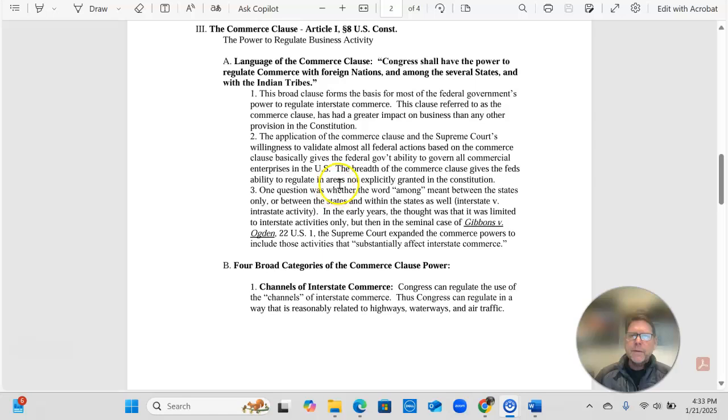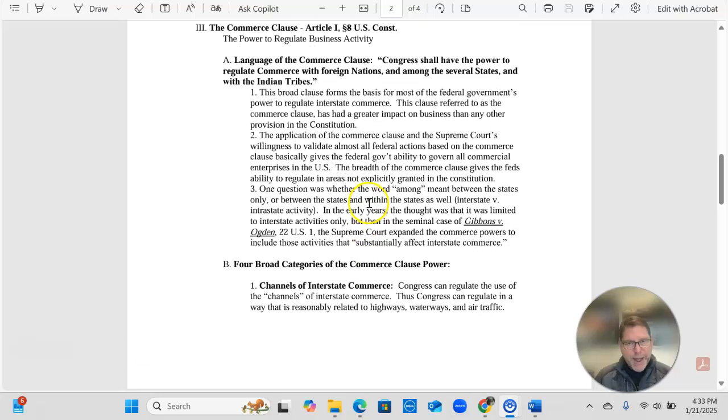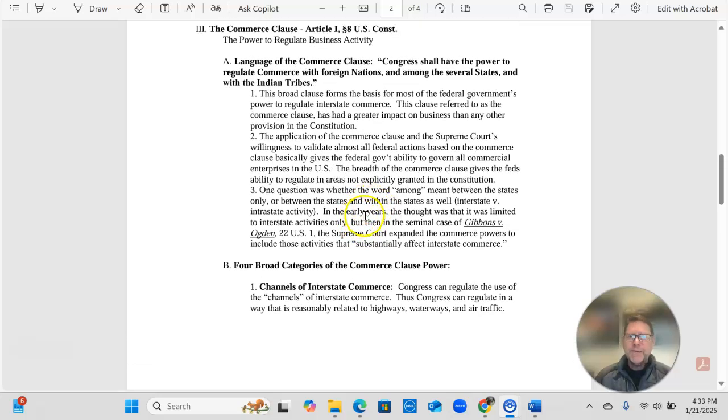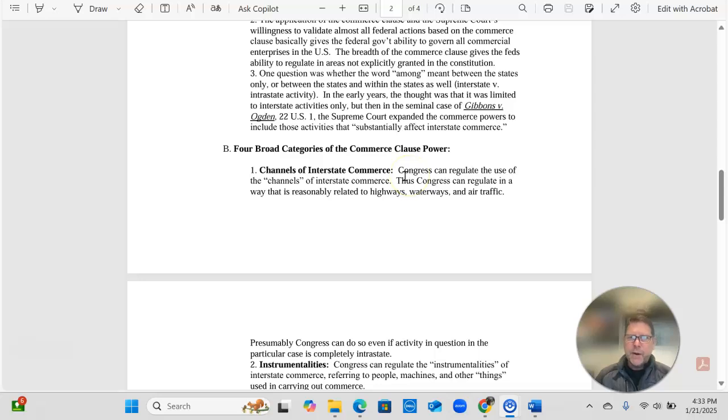So the owner of the Heart of Atlanta Motel might have said exactly what a dispensary might say in California, which is what? Hey, federal government, you don't have the power to regulate me. The Commerce Clause says you only have the power to regulate commerce among the several states. Among the several states. This is wholly intrastate. This is not affecting interstate commerce across state lines. Well, what do you think? Is that a good argument or a bad argument?